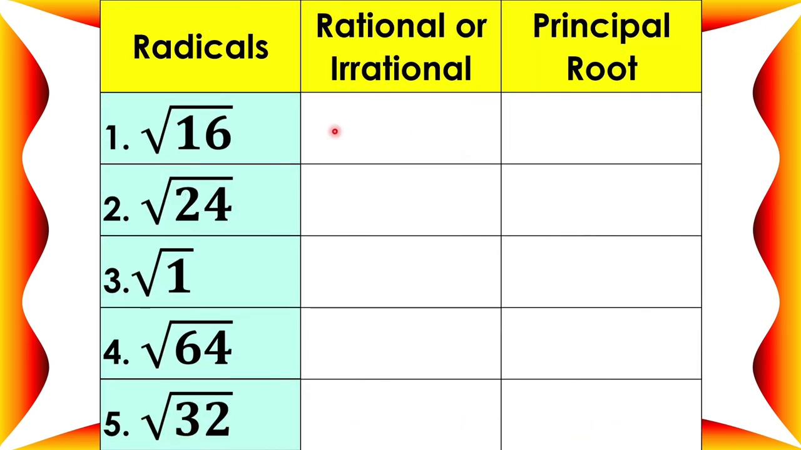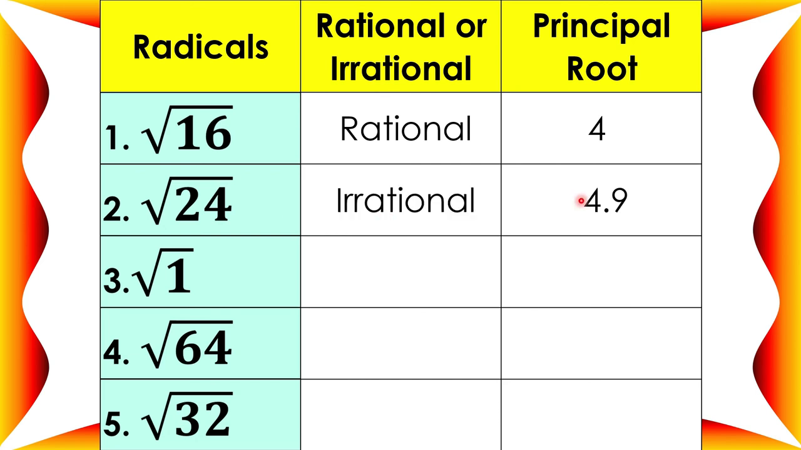First, I have here number 1, square root of 16. That is rational. The principal root is 4. For square root of 24, this is irrational because we have a decimal part. So 4.9, we have a decimal number.